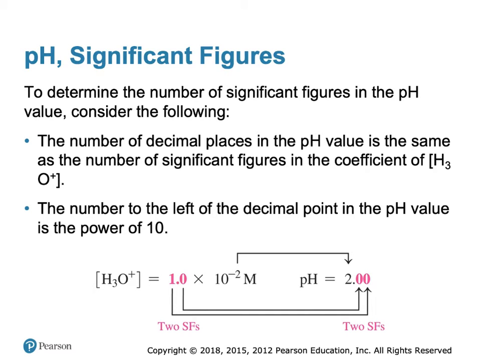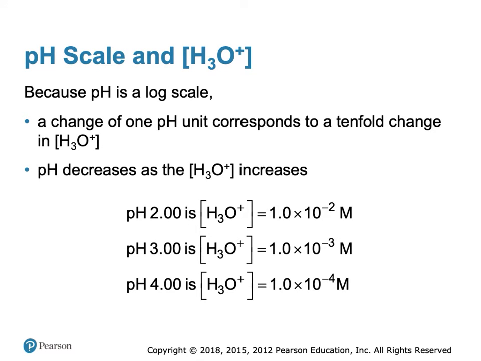All right, so let's just look here. We have two significant figures. We have a 1.0, so that's two significant figures. So when we report the pH value, we need to have 2 decimal places. One thing you must remember when you see a pH value is that because pH is a logarithmic scale, an increase or decrease of 1 pH unit means a 10-fold decrease or increase in the hydronium ion concentration.